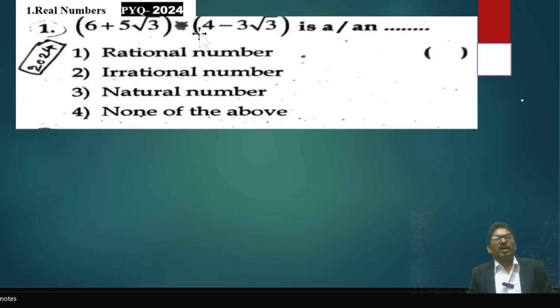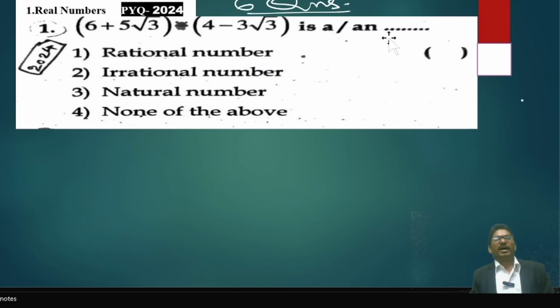Next, real numbers, PYQ 2024. From this also we have 6 questions. In 2024 also 6 questions. First question: (6 + 5√3)(4 − 3√3) is a or an dash.